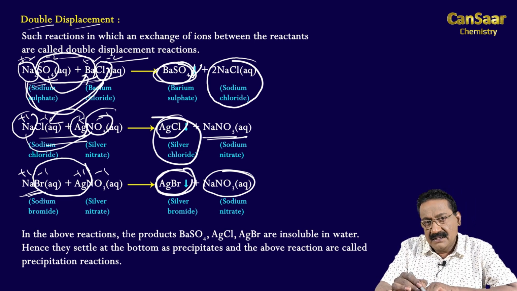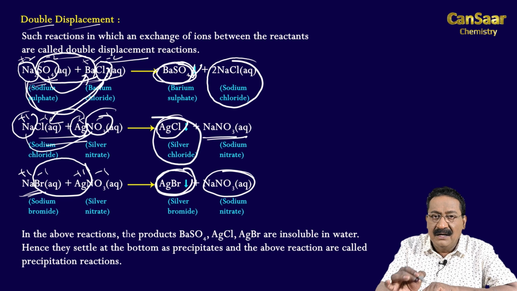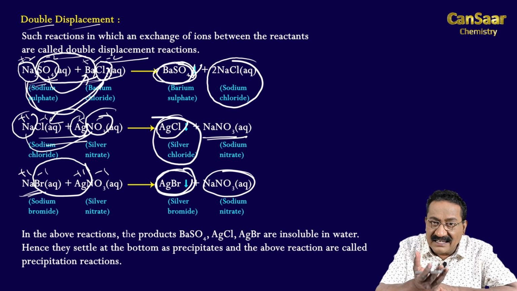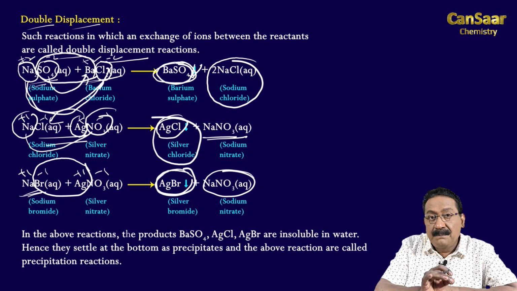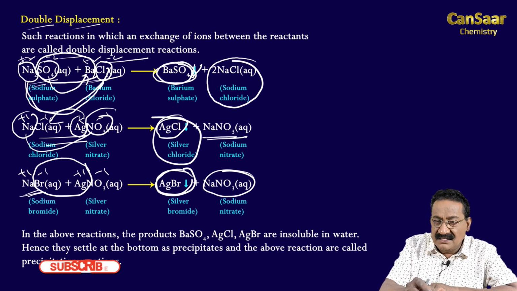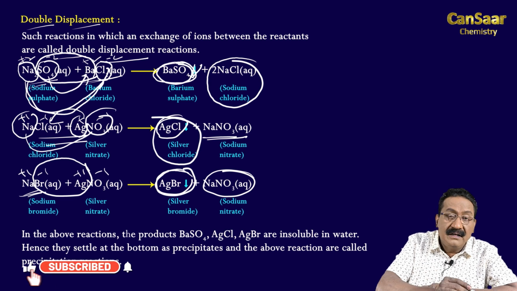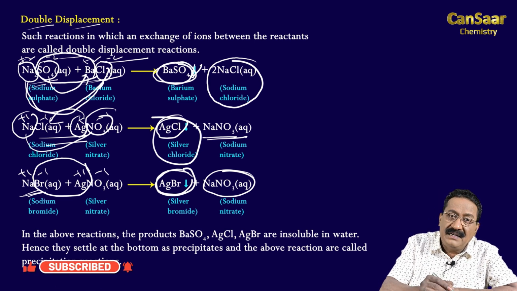In these reactions, the products barium sulfate, silver chloride and silver bromide are not soluble in water. They are insoluble in water, hence they are getting settled down at the bottom of the test tube. These reactions are called precipitation reactions, which are very good examples for double displacement reactions.